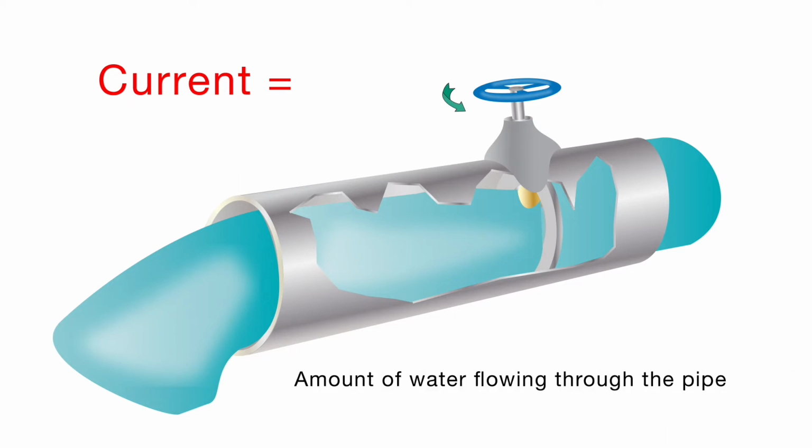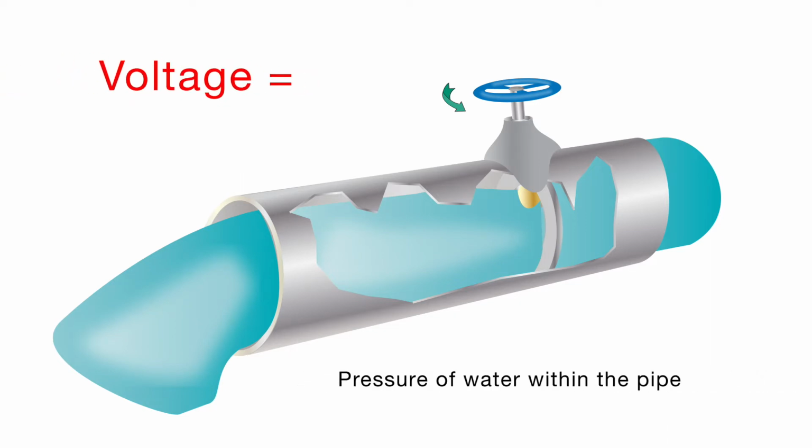Current, or amps, is the amount of water flowing through the pipe. Voltage can be represented as the pressure of the water within the pipe. Therefore, the more pressure is applied, i.e. voltage, and the bigger the pipe is, the lower the resistance.